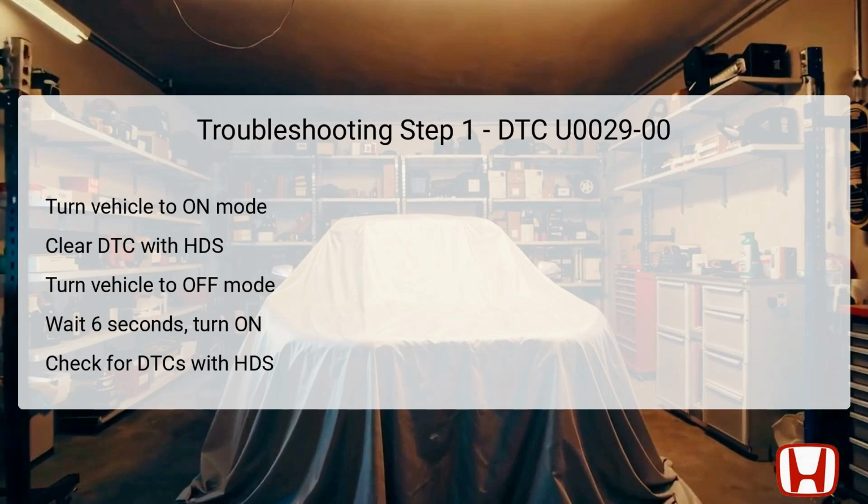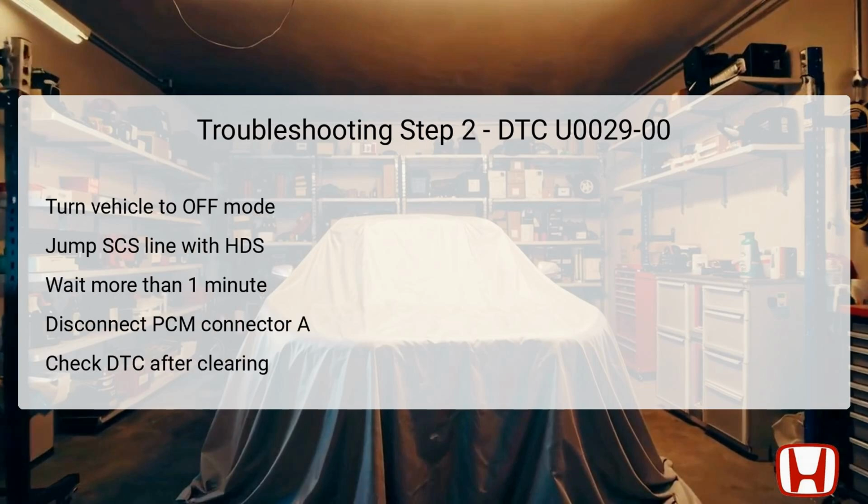Then, turn the vehicle back to the on mode and check once again for any DTCs using the HDS. If DTC U0029-00 reappears, this indicates a persistent issue that requires further investigation. If it does not appear, the problem may be intermittent or resolved, but further analysis may still be necessary.